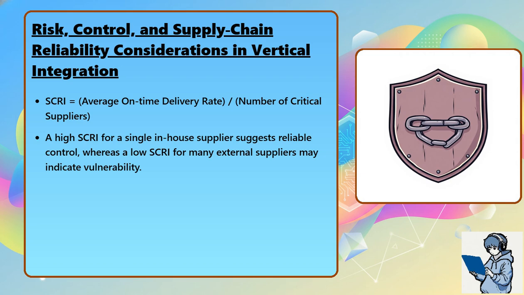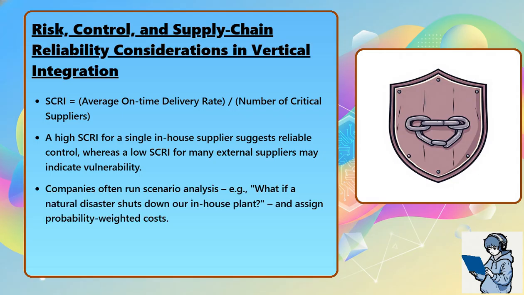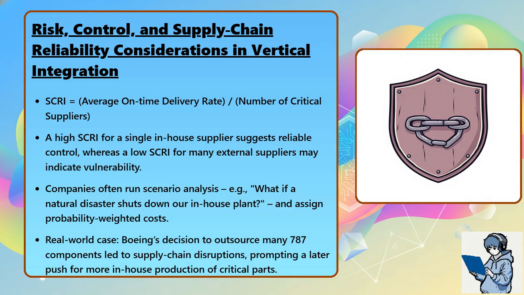A high SCRI for a single in-house supplier suggests reliable control, whereas a low SCRI for many external suppliers may indicate vulnerability. Companies often run scenario analysis. For example, what if a natural disaster shuts down our in-house plant, and assign probability-weighted costs. Real-world case: Boeing's decision to outsource many 787 components led to supply chain disruptions, prompting a later push for more in-house production of critical parts.